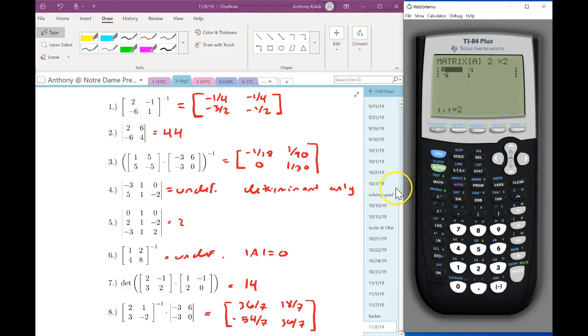I've done that. So I can just type in the number and press enter and move to the next spot and just type over whatever else was there already. Once you've done that, exit out to the main screen by pressing second and the mode button. So again, we're just typing in this information into matrix A.